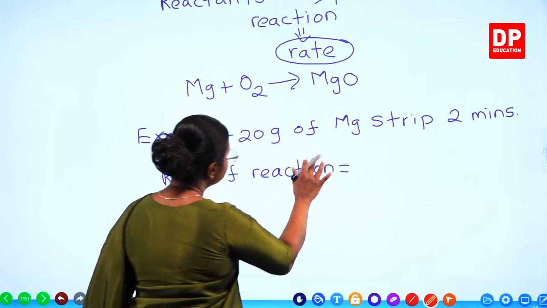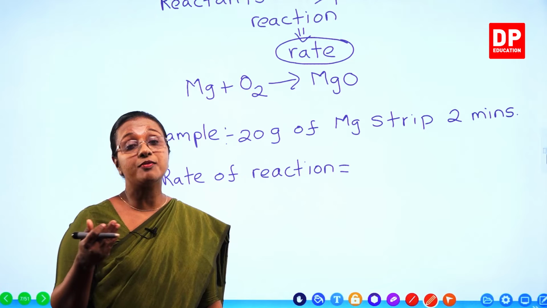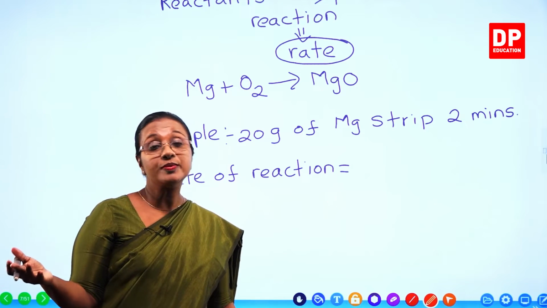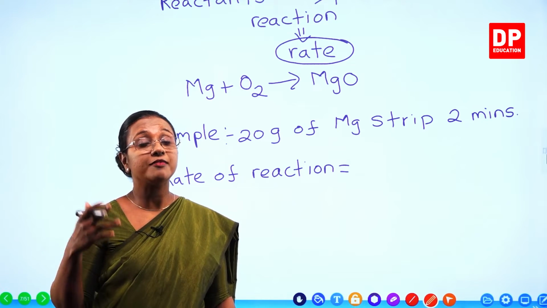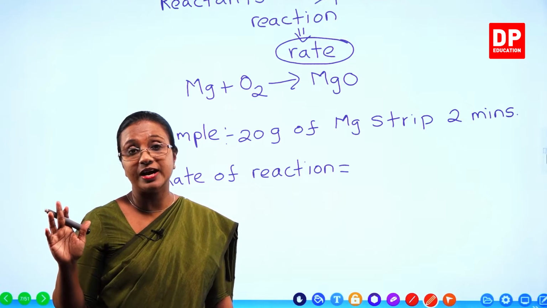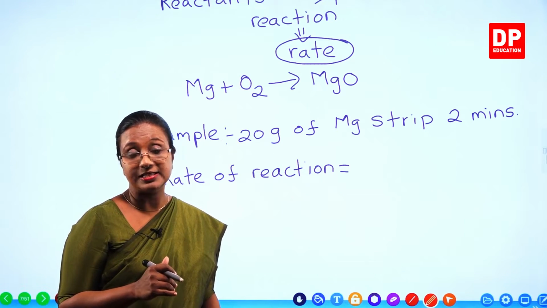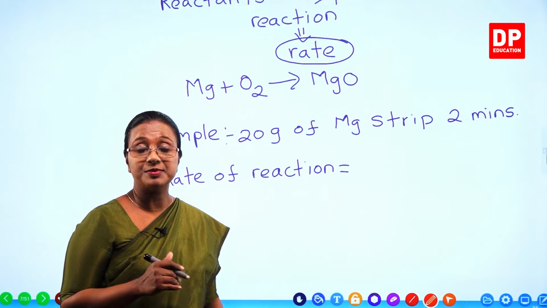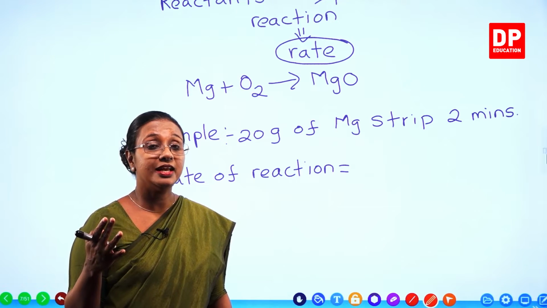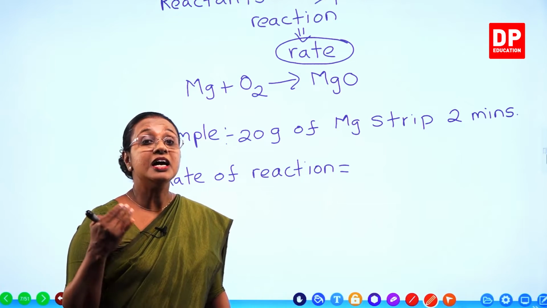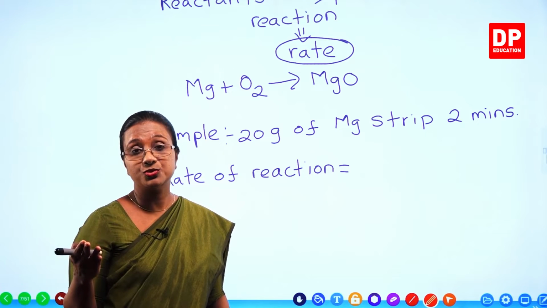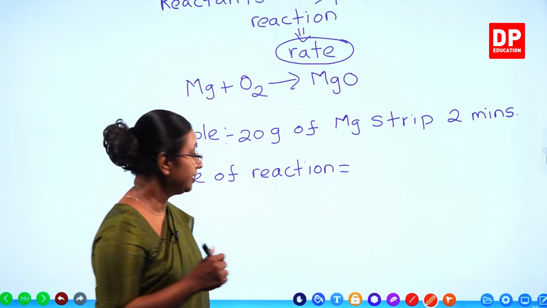Now here for us, it's easy to weigh the strip of magnesium. You can also weigh the magnesium oxide formed after the reaction is complete. That's also fine. But initially, we have weighed the mass of magnesium. So that is 20 grams. So then you can calculate the rate of reaction based on the amount of reactants used up in a unit time.